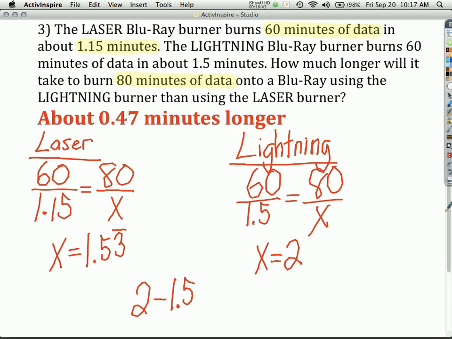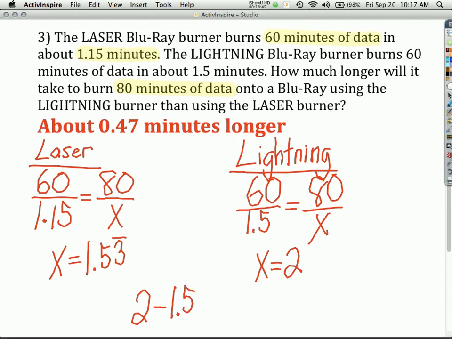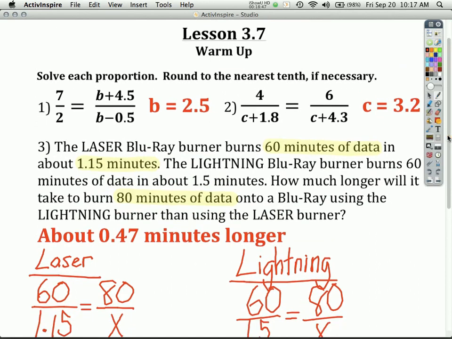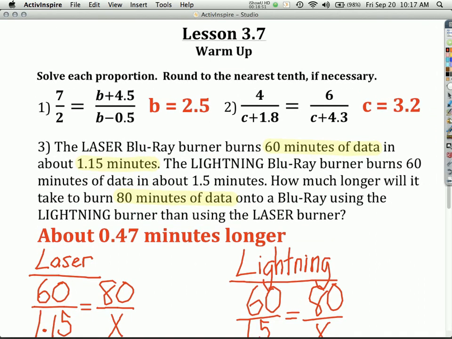Okay. Anyone find their own mistake for numbers 1 and 2 that they can share with us? Go ahead, Michaela. I put a plus sign instead of a minus sign. For which one? You, instead of b minus 0.5, you put b plus? Okay.